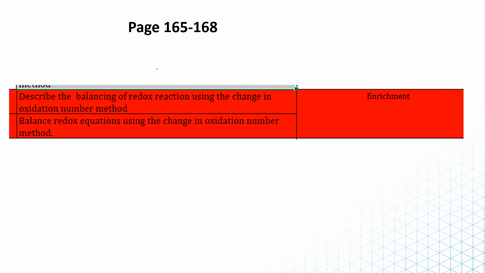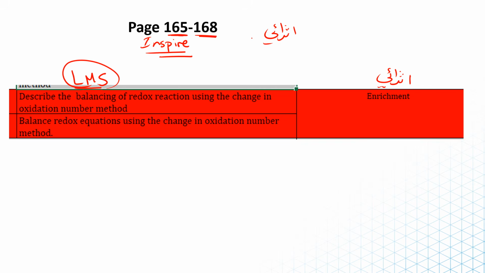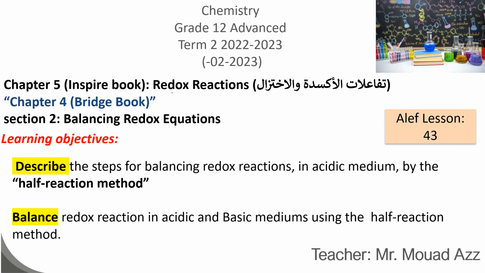Okay, so again, just to let you know, this is from LMS, okay? These learning objectives will not be tested in the exam. Enrichment means it is not in the exam. This is from the Inspire Chemistry book that you have, from page 165 to 168, okay? So this part is enrichment, which means we won't explain it because it doesn't come in the exam. So we will go directly to the half reaction method, okay?